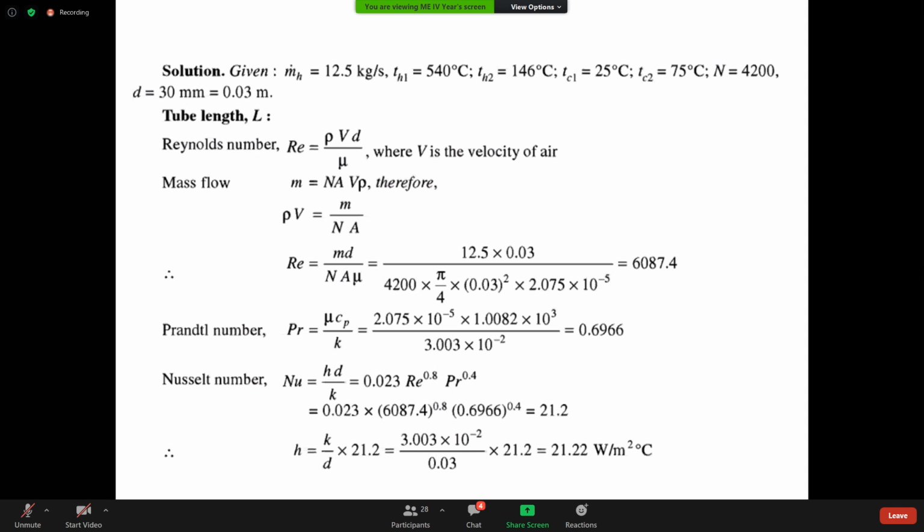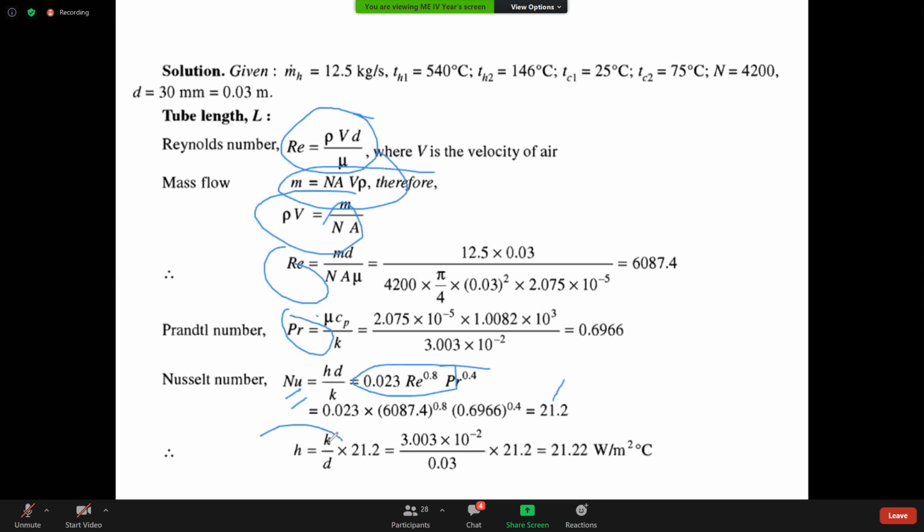See, the same way Reynolds number also is not given. The same formula which I have given: Reynolds number from mass flow rate, rho v. Reynolds number came, Prandtl number came. Nusselt number is a function of Reynolds number and Prandtl number. The Nusselt number we got in convection, Nusselt number is equal to hd by k. What I need is h, but u is not known, h value is this, right.